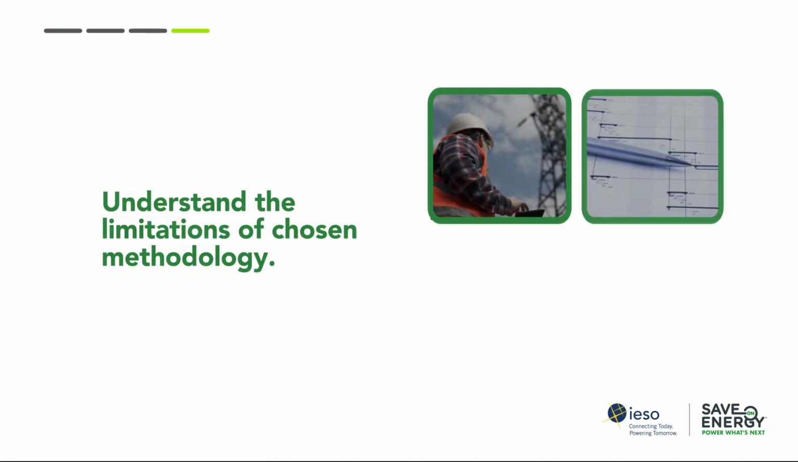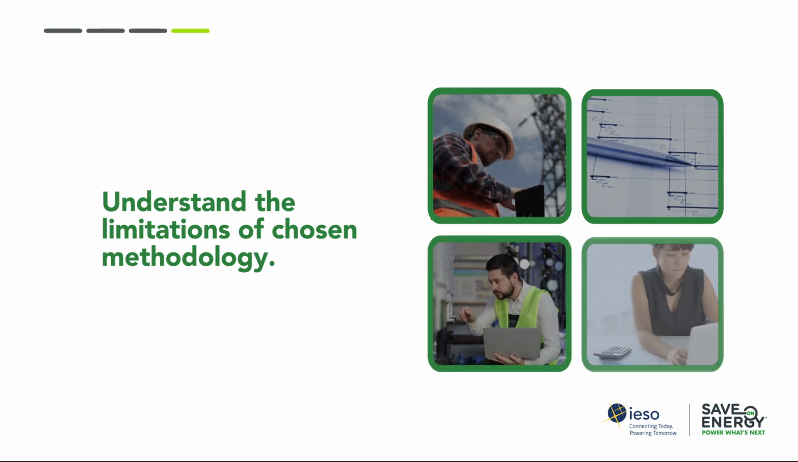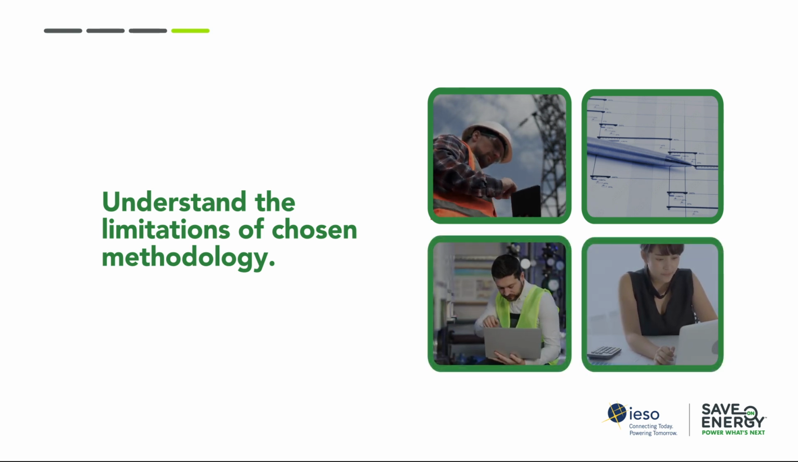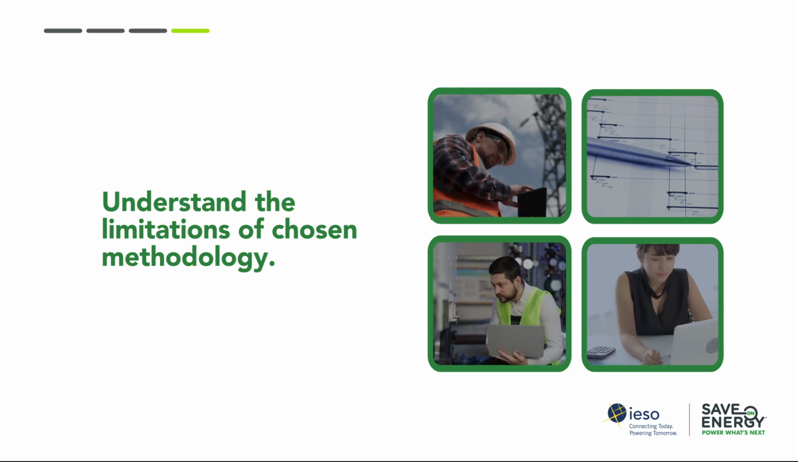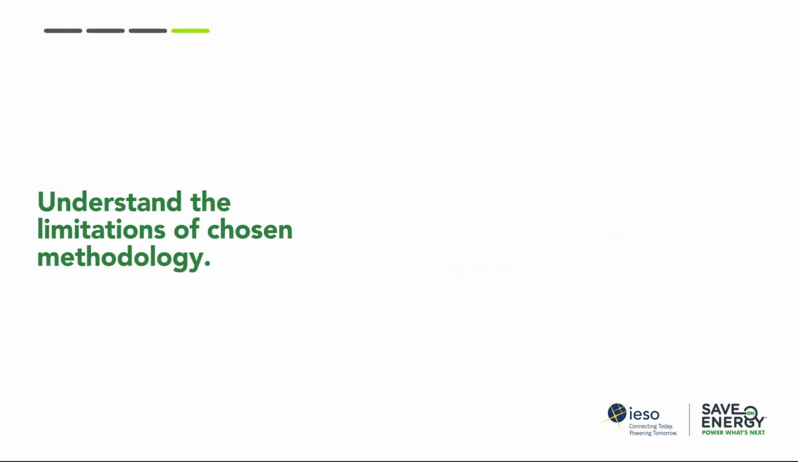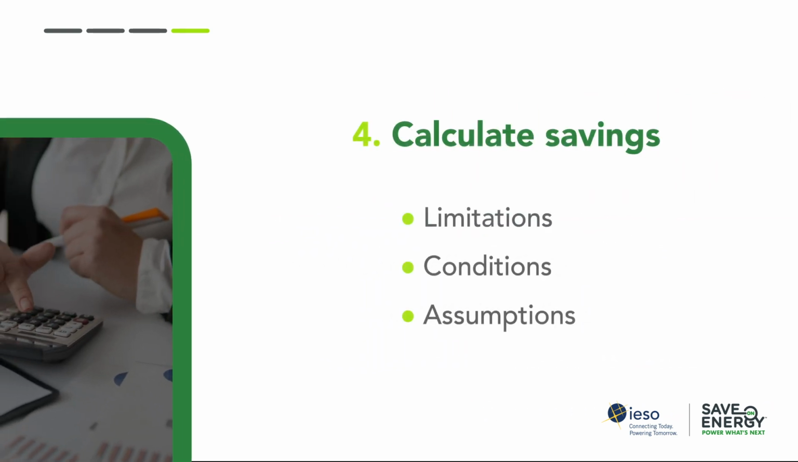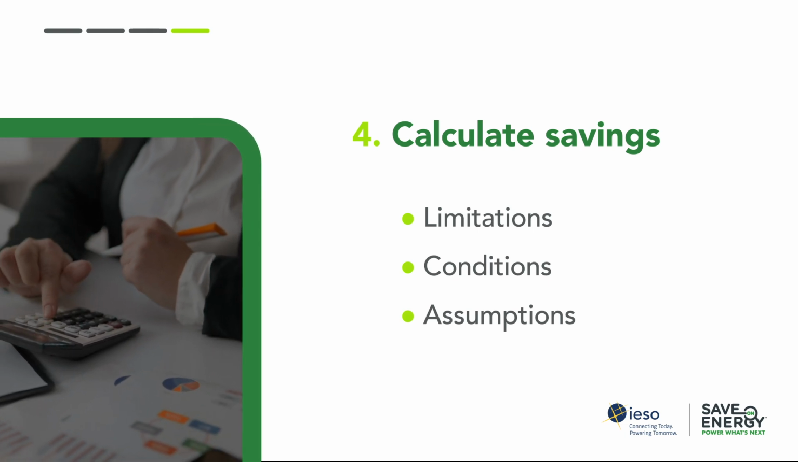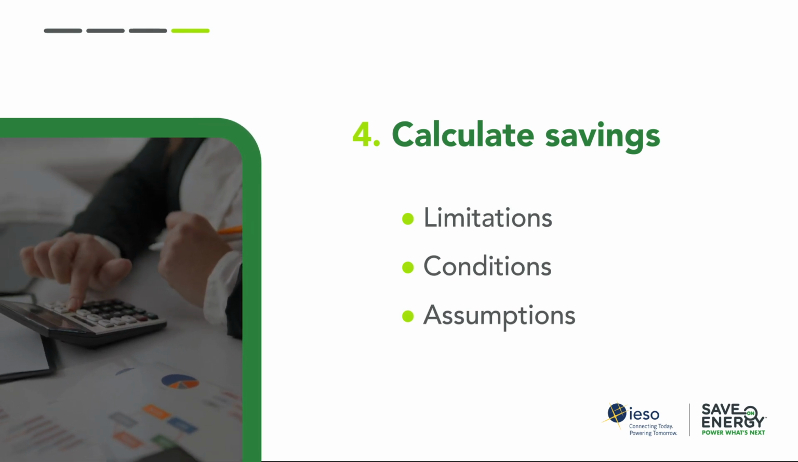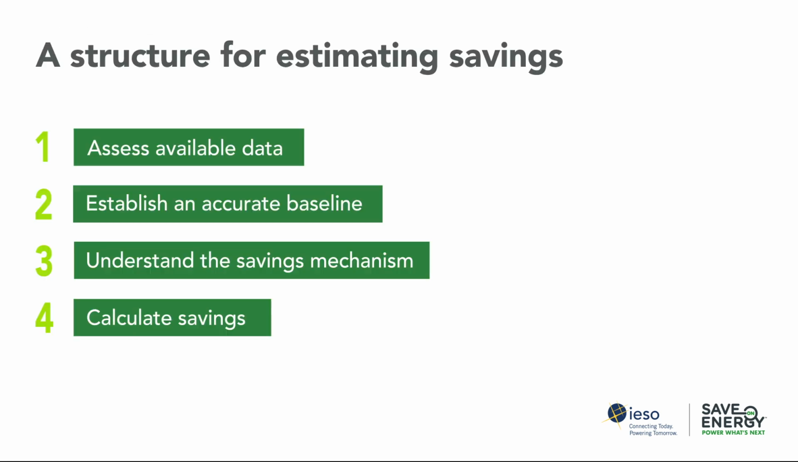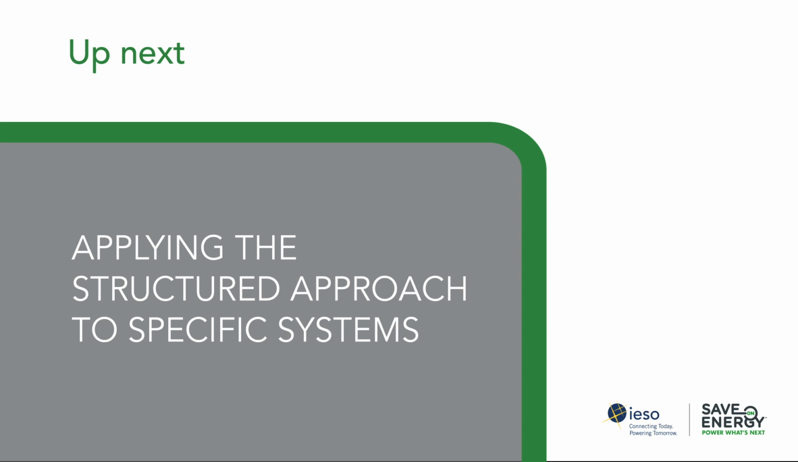Understanding the data you have, your baseline consumption, and the savings mechanism for your opportunity will allow you to choose an appropriate calculation method that reflects how your system actually operates and evaluate whether the results of that calculation are reasonable. You should be aware of the limitations associated with various methodologies, including the conditions under which those calculations are valid and the assumptions used in these calculations. By applying this structure to estimate savings, you can be confident that your savings estimates are grounded in reality. In the next lessons, we'll explore how to apply this structured approach to various systems, focusing on their specific considerations.